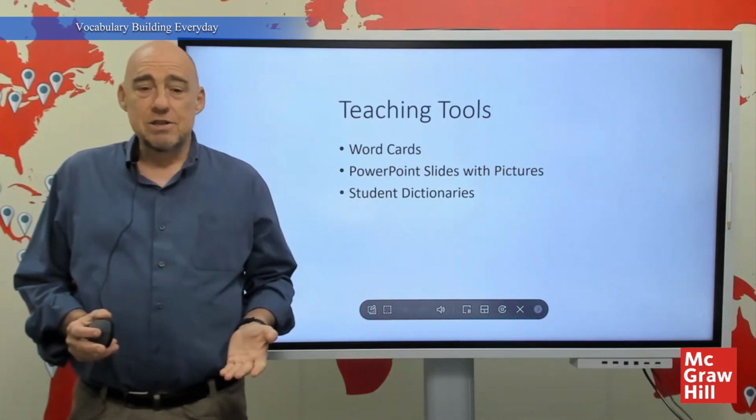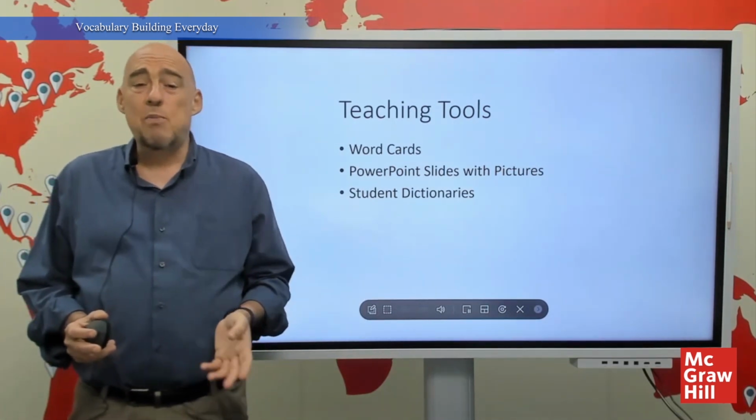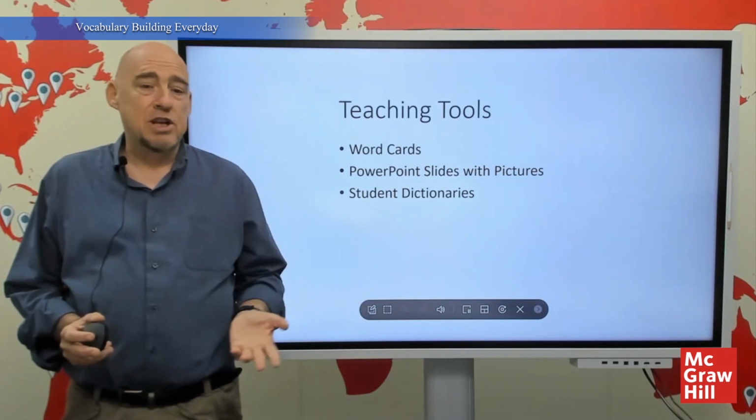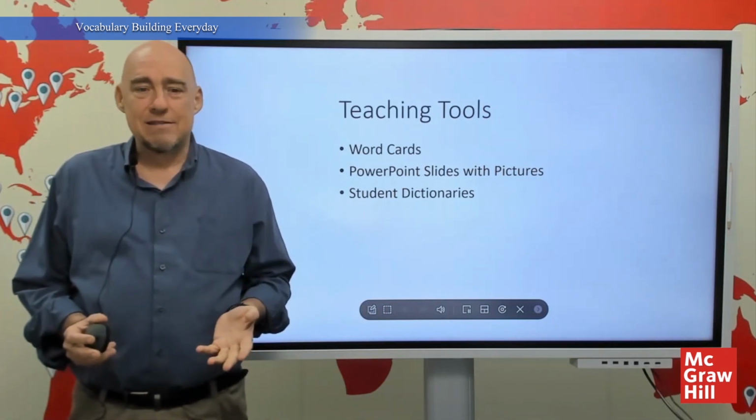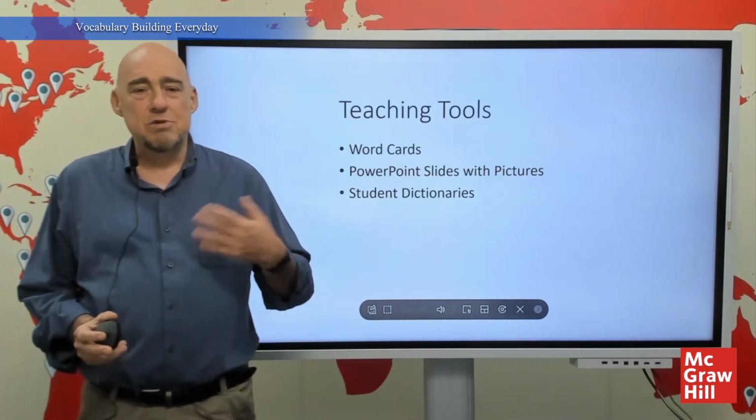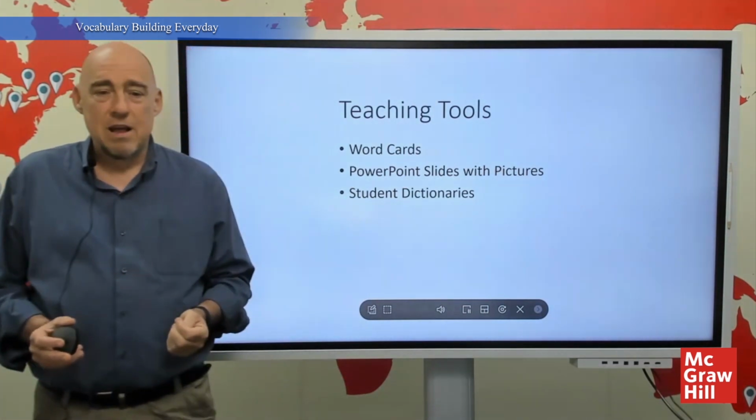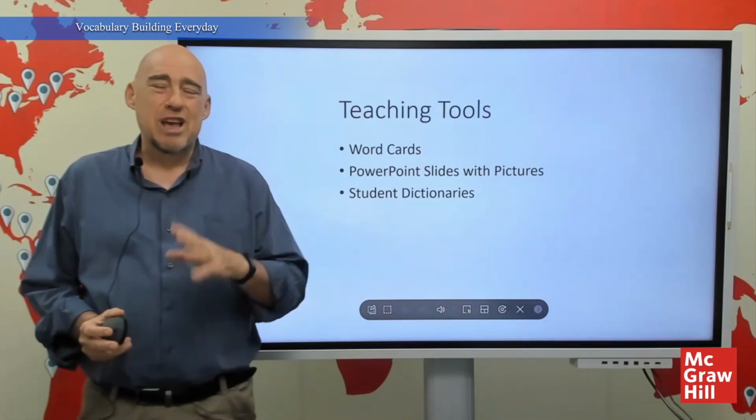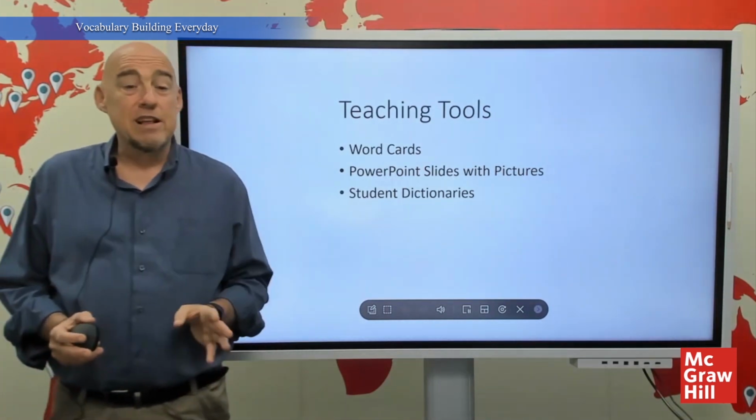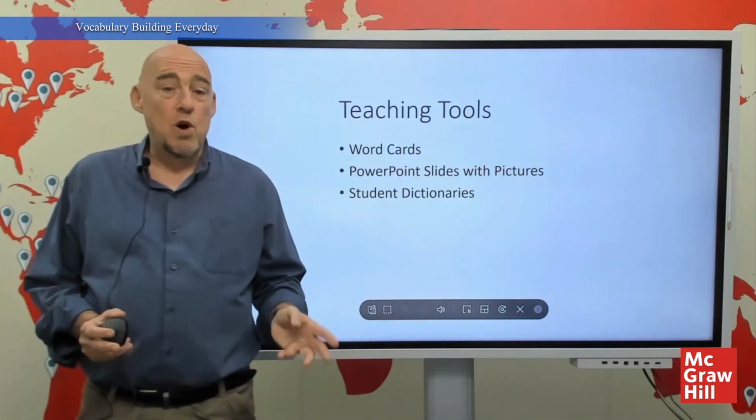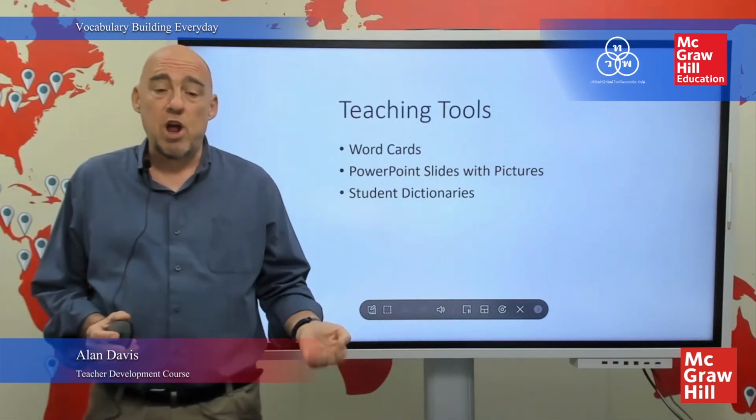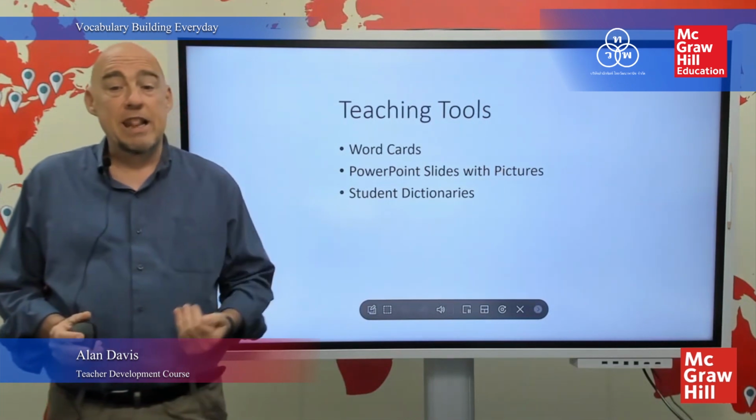For teachers, I also recommend using PowerPoint slides that have the pictures. Now you can find pictures of almost anything online. It doesn't take long. Just do a quick search, pop it in there. And as long as you're teaching, you don't have to worry about copyright or anything like that. Student dictionaries are also very useful for students. When they find a word they don't know, they can put it in the dictionary and then later review.